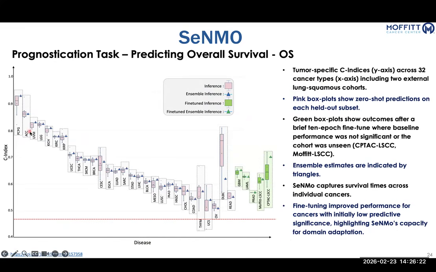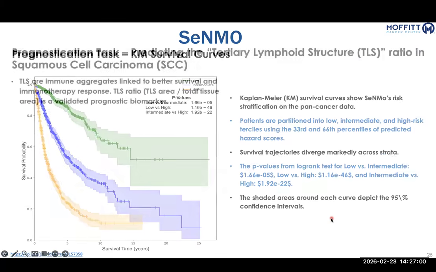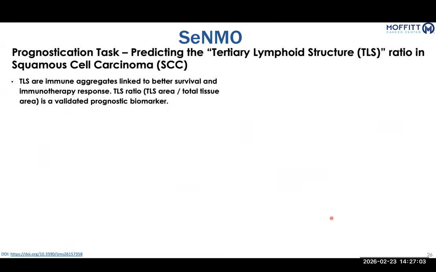You can see that for each cancer type, the model was able to predict overall survival with significant results. For some of the cancers on which the model was not able to perform well, we fine-tuned on that particular data, and then came back to evaluate on the held-out test set. These green box plots are either the fine-tuning on underperforming data cohorts or on out-of-distribution data cohorts. These are the survival curves to stratify the patients among high, intermediate, and low risk patients for all the cancer types.